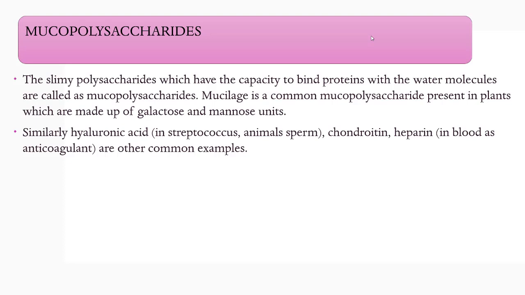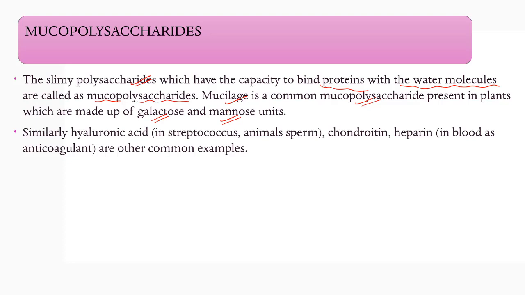Mucopolysaccharides. They are a category of heteropolysaccharides only. They are slimy polysaccharides which have the capacity to bind proteins with water molecules, and they are known as mucopolysaccharides. Mucilage is a common mucopolysaccharide present in plants, made up of galactose and mannose units. These units repetitively form the polysaccharide known as what?